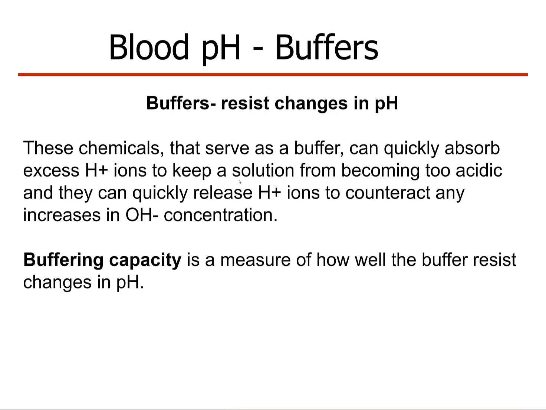Chemicals that serve as a buffer can absorb hydrogen ions when the solution is becoming too acidic, and they can quickly release them. And so the ions counteract any increase in the hydroxyl concentration. So I told you it's that inverse proportion. Buffering capacity is a measure of how well the buffer resists the change. In other words, at some point, you're going to overwhelm the buffer and it no longer works. And that's how much buffering capacity we talk about.